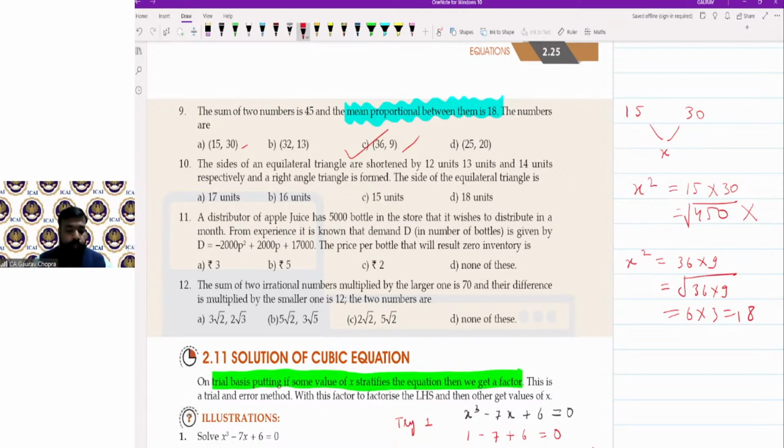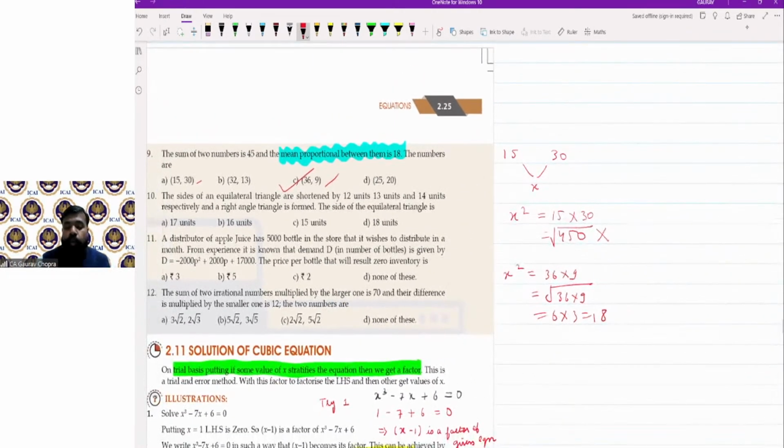Now the next one: the sides of an equilateral triangle are shortened by 12 units, 13 units and 14 units respectively, and a right angle triangle is formed. Then the side of the equilateral triangle, तो equilateral triangle की side क्या होगी ये आपको बताना है. So equilateral triangle means ऐसा triangle जिसमें all the sides are equal. A triangle in which all the sides are equal.